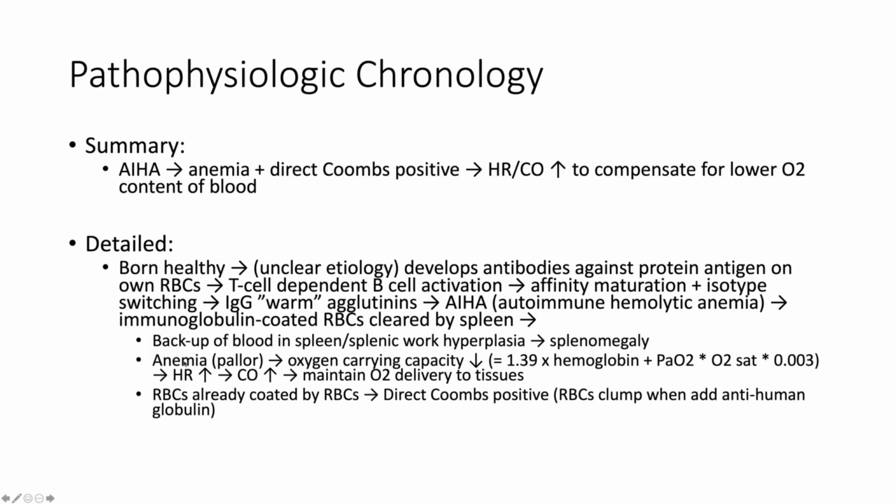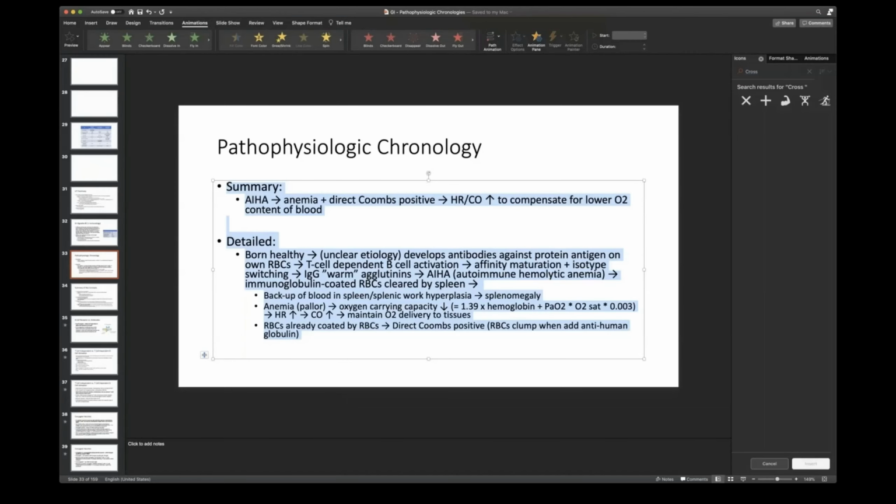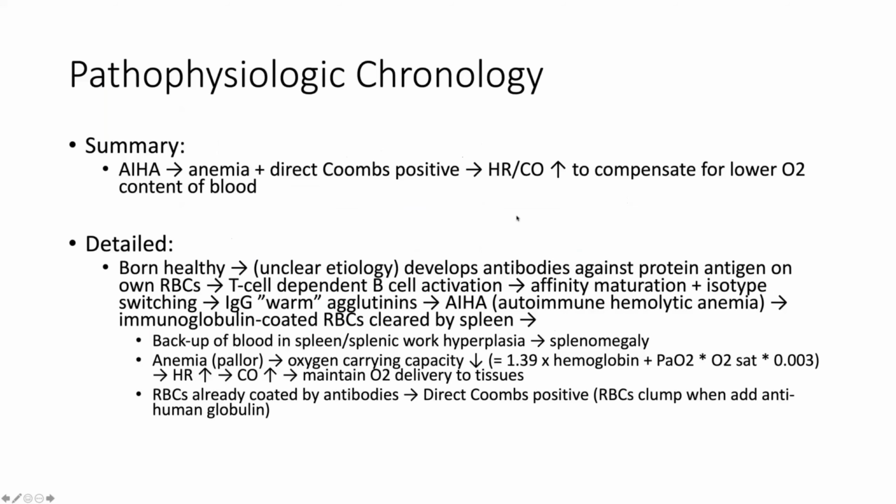And because of the anemia, as we talked about, her oxygen carrying capacity is lower. So now she's going to have to increase her heart rate and her cardiac output, and therefore increase the oxygen delivery to the tissues. Her red blood cells are already coated by, I should say, antibodies, and that is why she's direct Coombs positive. So we'll talk about all of these things, but that is what we are going to discuss.